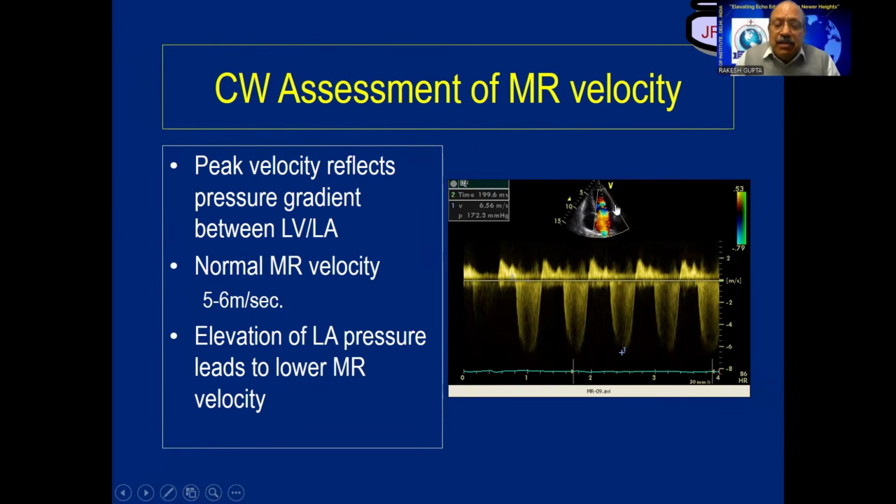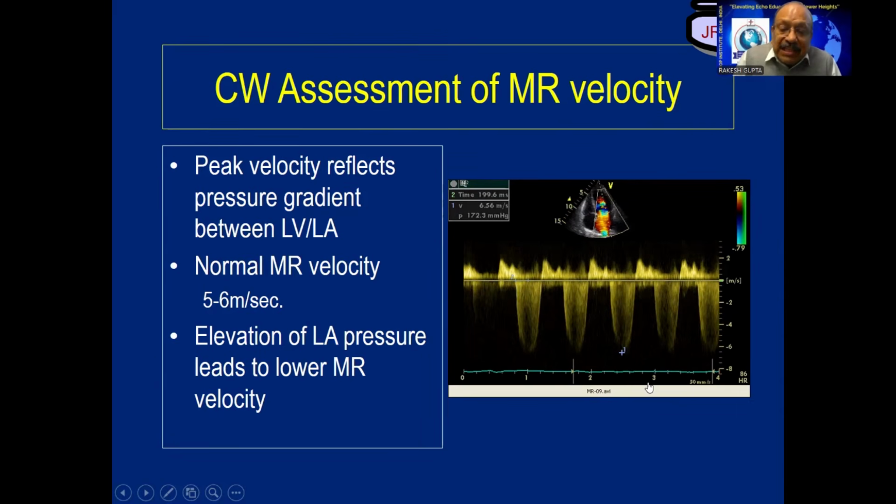Another factor is when you have MR, just put a continuous wave Doppler across it. Pick up the peak velocity of the MR. And you know what the peak velocity should be in MR in a normal subject? At least 5 to 6 meters per second. Why so? Consider my LV pressure is 120 and my LA pressure is 10. What is the gradient? 110 millimeters of mercury. For calculation purposes, let's make it 100. If you divide 100 by 4 and take the square root, it'll be 5 meters per second. 5 into 5 into 4, 100 millimeters of mercury.